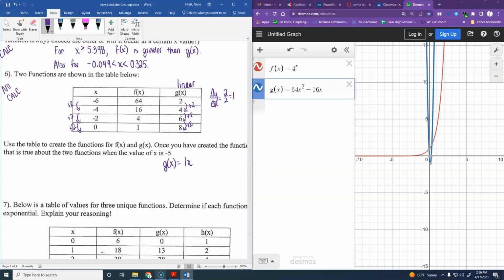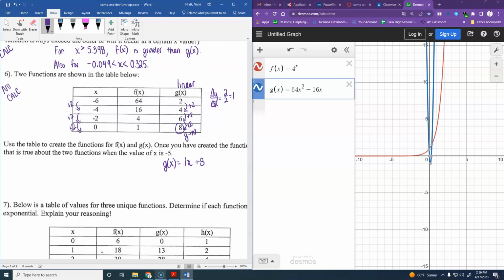The y-intercept is where x equals 0. Is that on our table? Yes, it is. X equals 0 right here. 8 is our y-intercept. Okay, so we can just put plus 8 right here. That's our equation for g of x.